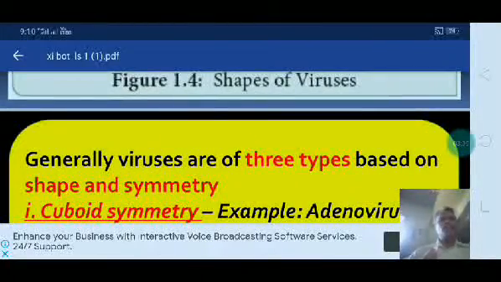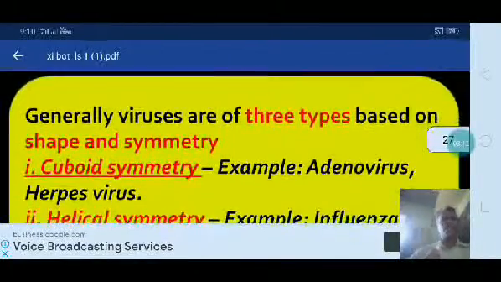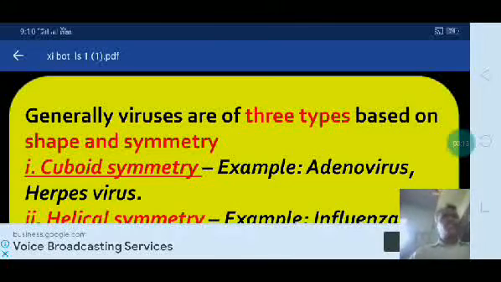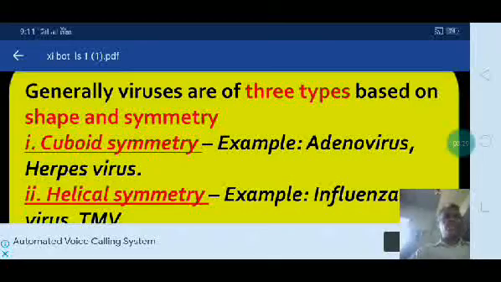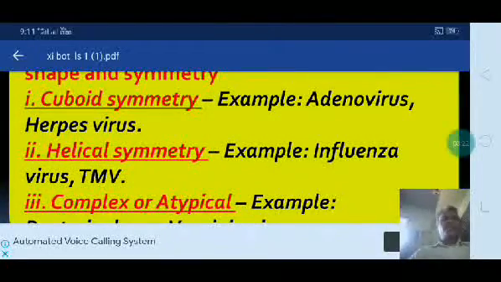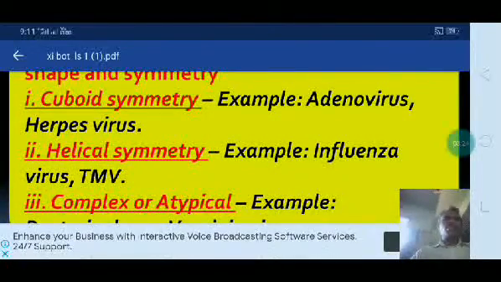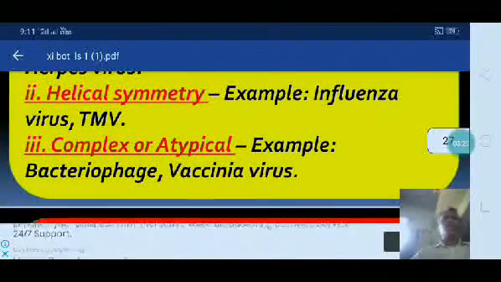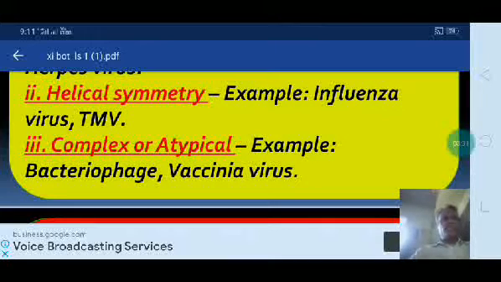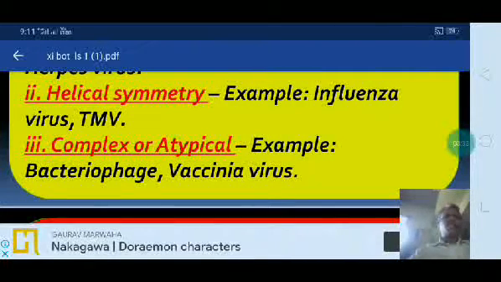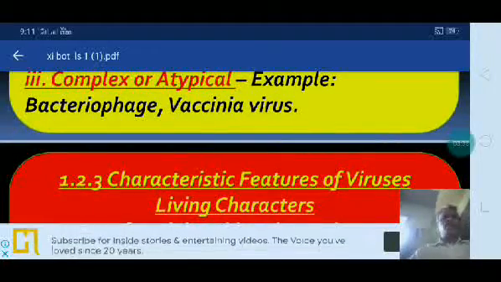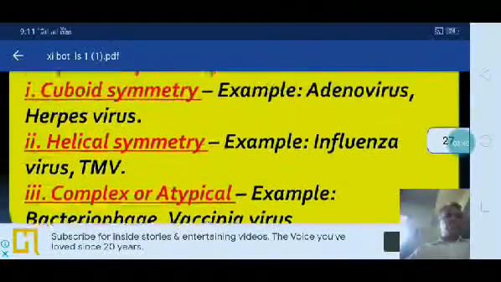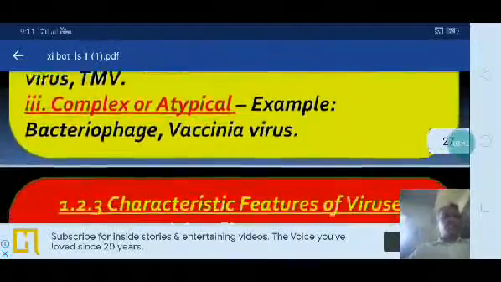Generally viruses are of three types based on shape and symmetry. Cuboid symmetry, for example adenoviruses and herpes viruses. Then helical symmetry, for example influenza viruses and TMV. Then complex or atypical viruses, bacteriophage and vaccinia viruses. These are the structures of viruses: cuboid, helical and complex.